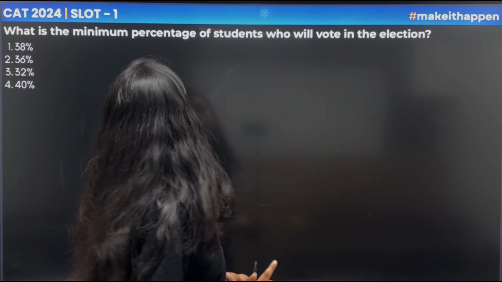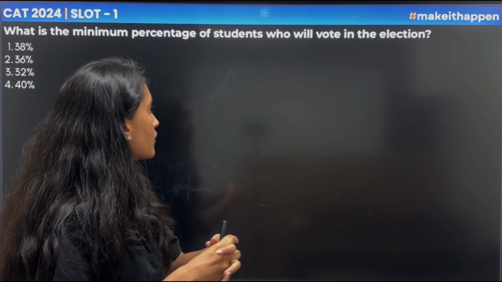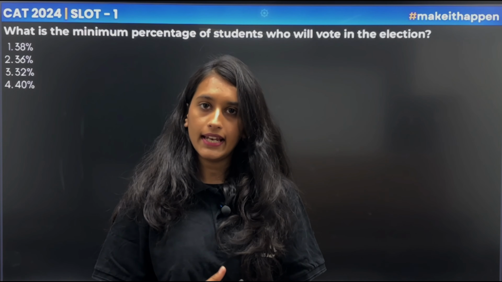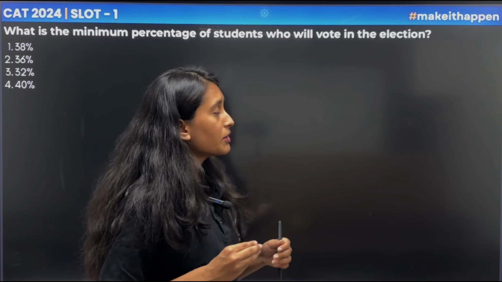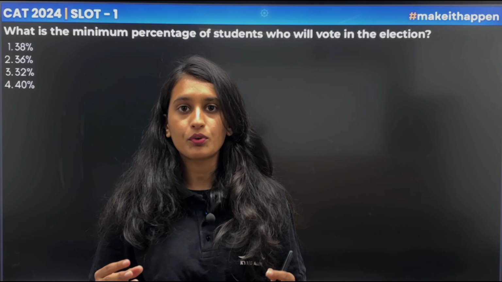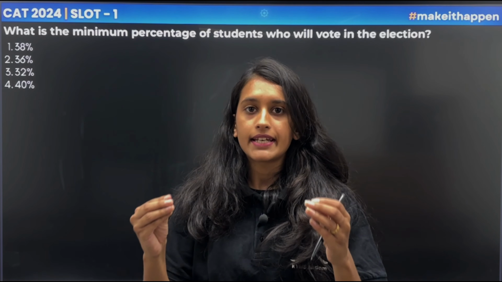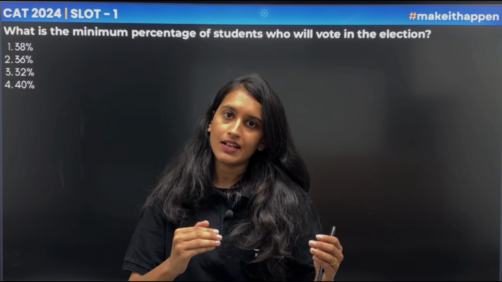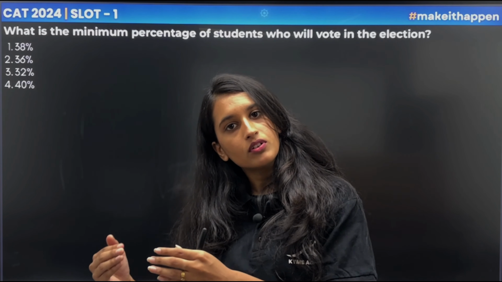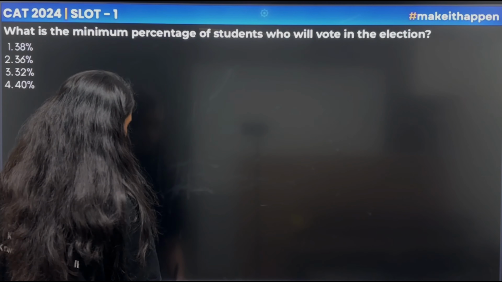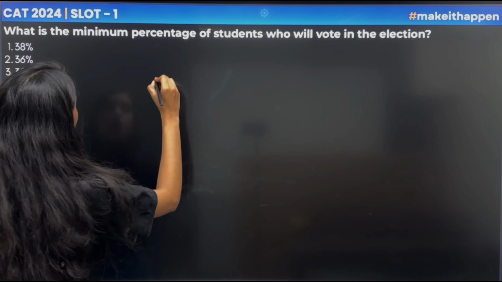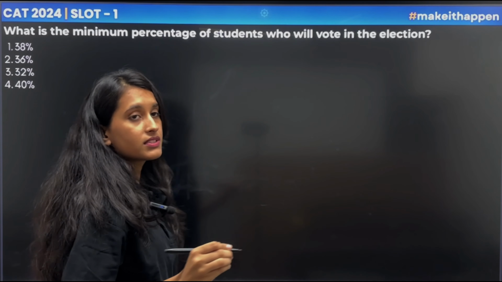अगला क्वेश्चन कह रहा है what is the minimum percentage of students who will vote in the election. Okay, so to get the minimum percentage of students we have to take the state campaigns, because state campaign जो है वो first level का है and vigorous campaign जो है वो level 2 का है. Also we have to get the minimum percentage.